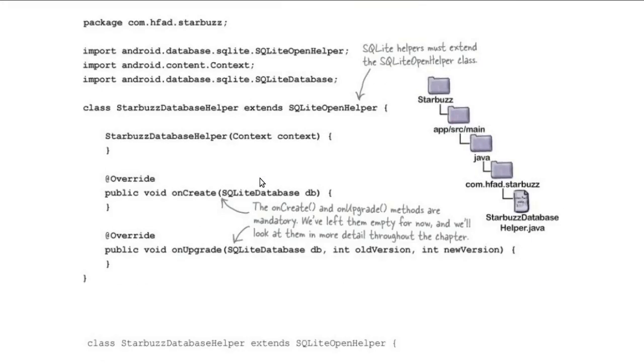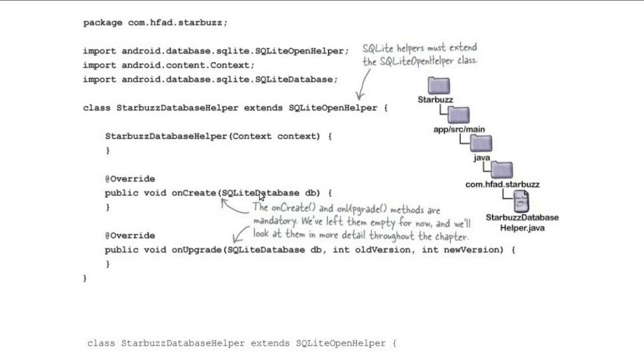So let's understand. First we have a class StarbuzzDatabaseHelper. That class extends the SQLiteOpenHelper class. That is the main class that we discussed earlier: we have to extend that class and override two methods. We must override two methods, onCreate and onUpgrade.